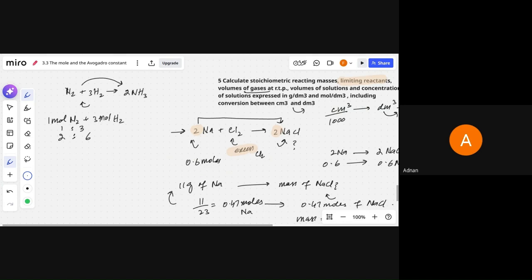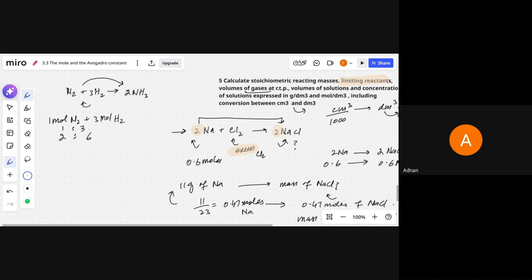So now what happens when we do not respect this ratio? We try to react reactants other than the ratios given in the balanced chemical equation. When that happens, one of the reactants becomes a limiting reactant, meaning that it will get consumed first, and the other one will become a reactant in excess. So let me show you.